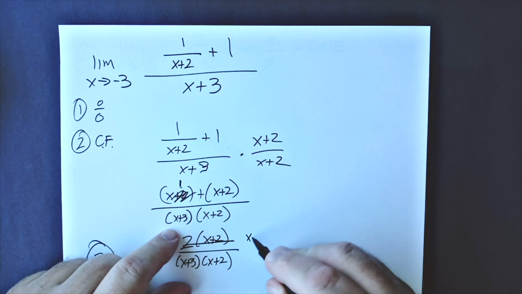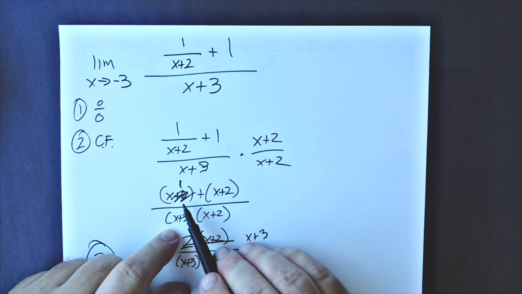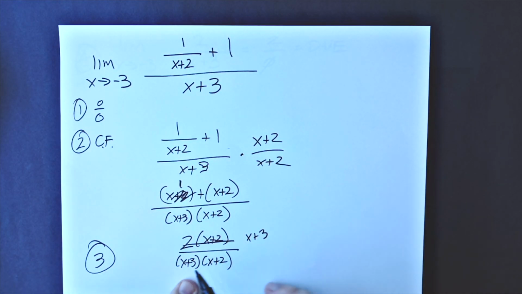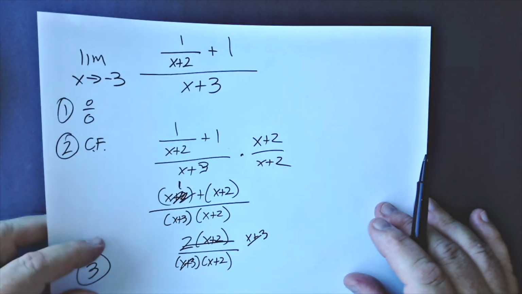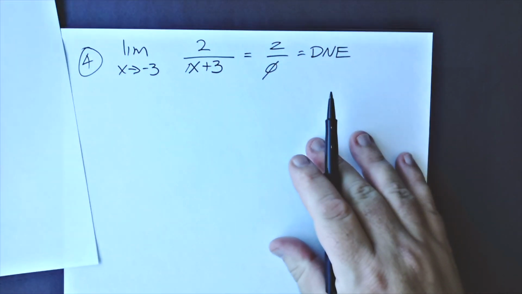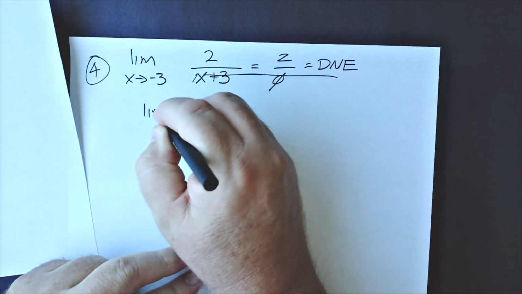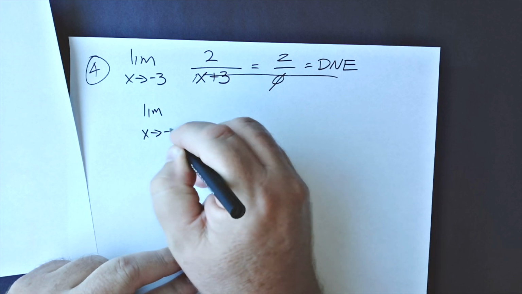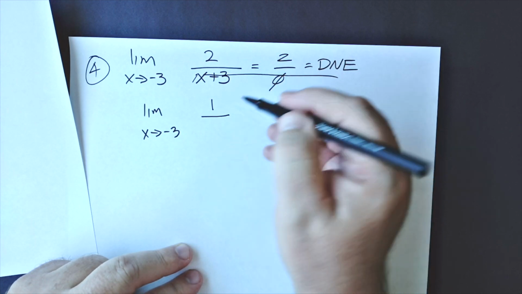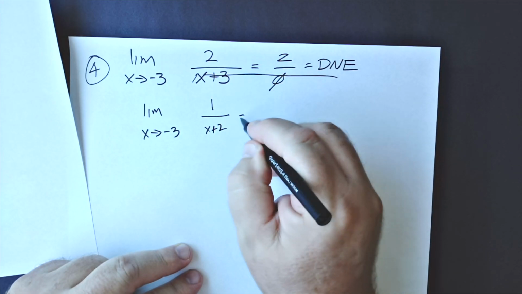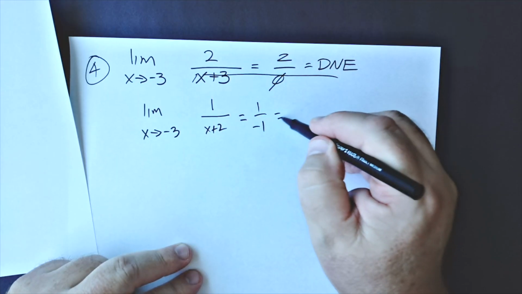This becomes x plus 3, right? So this is 1 plus x plus 2. And then the x plus 3's cancel. I had wondered why that was, because when I did it the first time, it ended up being DNE. And I'm like, that's not right. The problem shouldn't do that to you at this stage. So let's go back and recompute. So it's 1 over x plus 2, which looks like 1 over negative 3 plus 2, which is negative 1. So the answer is negative 1.